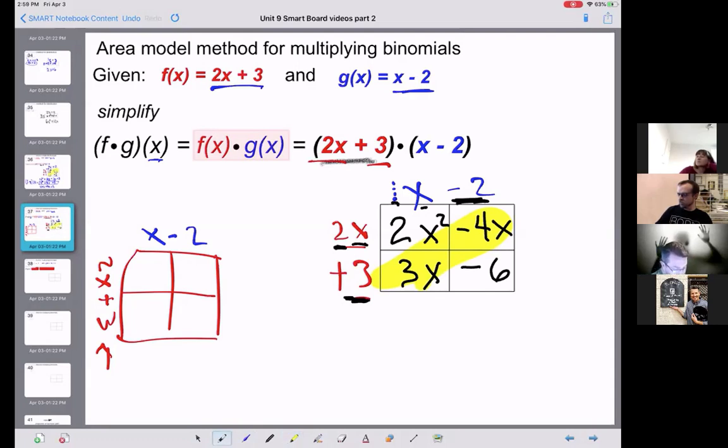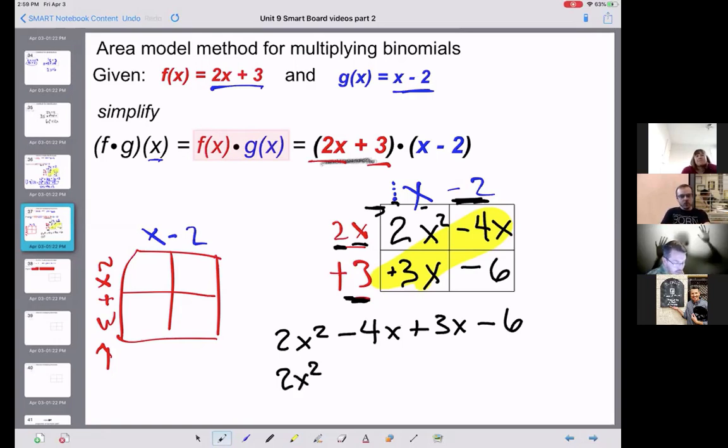Meaning you start in the top left corner, which is your 2x squared, work your way across, minus 4x, plus 3x, and I could put a plus there if it helps, 3x, minus 6. And now you can see that I have an order. This is my biggest number, 2x squared. But I do have two like terms here, minus 4x plus 3x. Minus 4 plus 3 is negative 1. I could write a negative 1x, but do I have to write the negative 1x? No, I could also write this as 2x squared minus x.